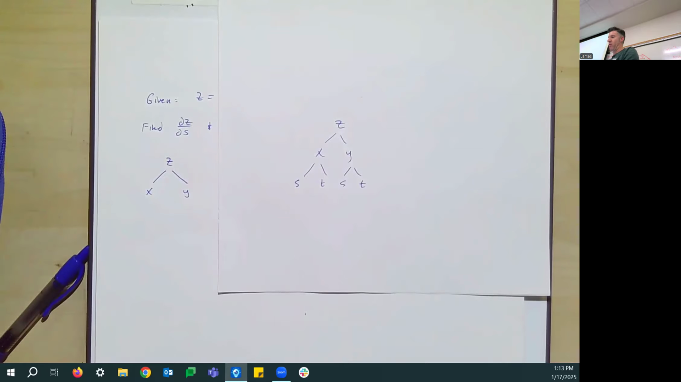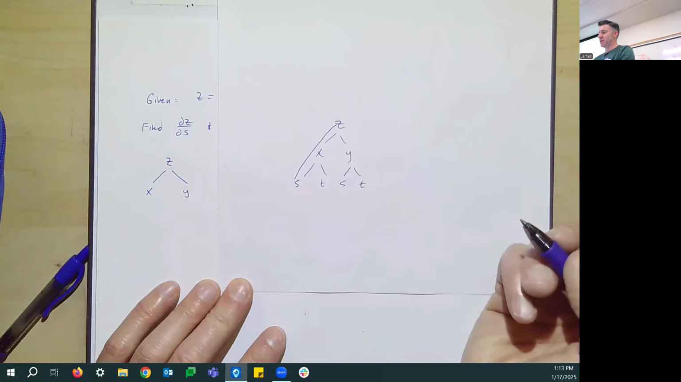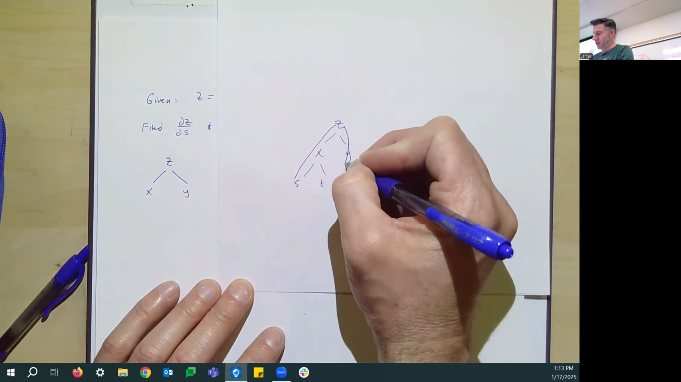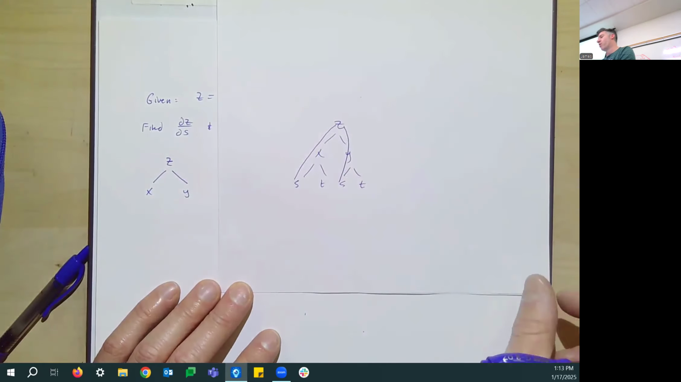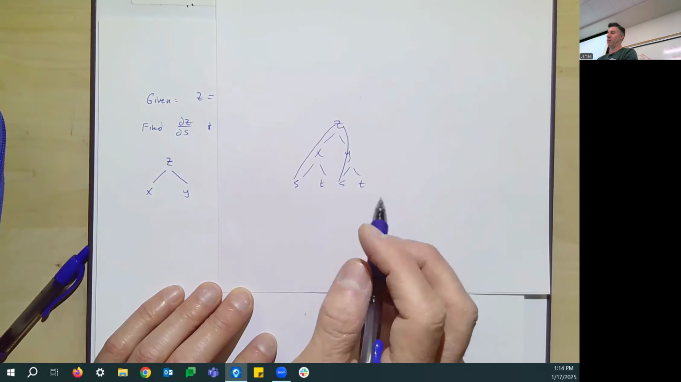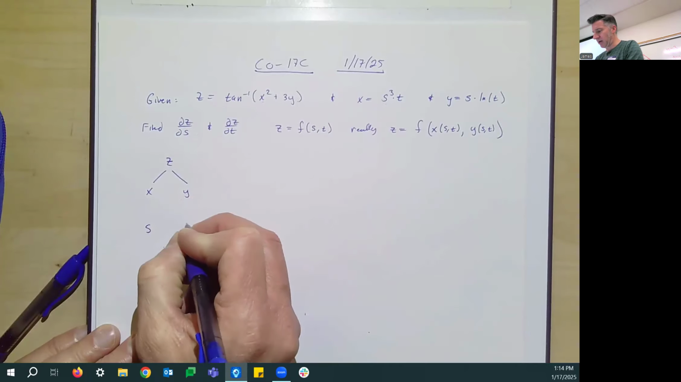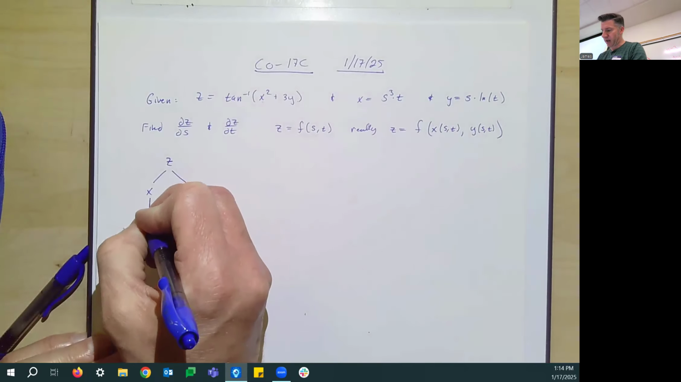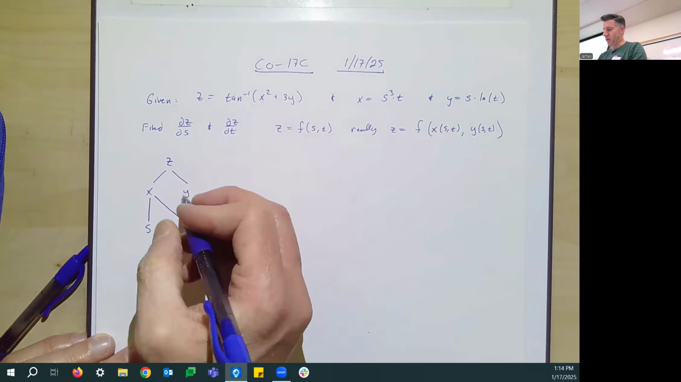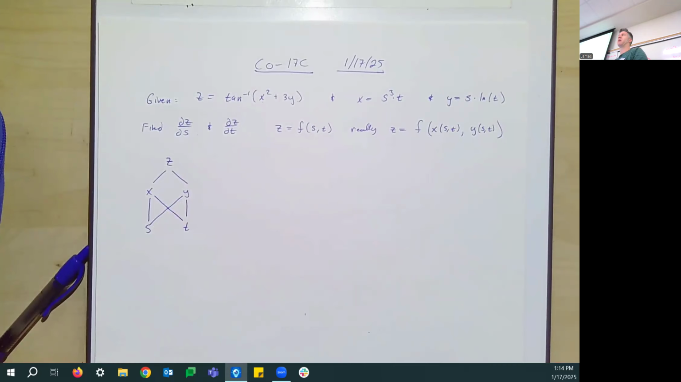And then you want to find all the paths to get you to s. So it'd be del z del x times del x del s, and then del z del y times del y del s. But normally people don't draw it this way. Normally you don't draw multiple s's and t's at the bottom level. You just draw an s and a t down here, and then say, x depends on s and t, and y depends on s and t. So we draw it like that. It's still representing the same functional dependence.